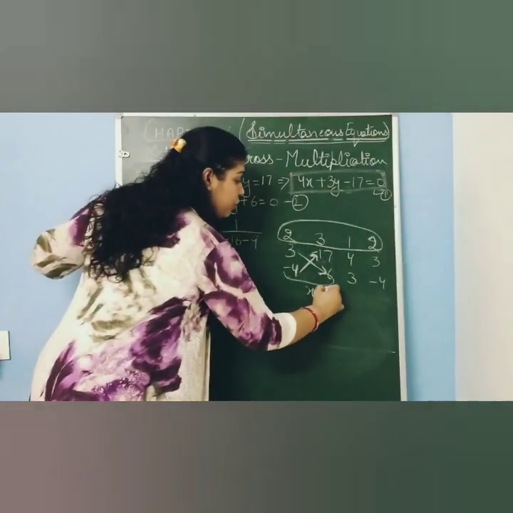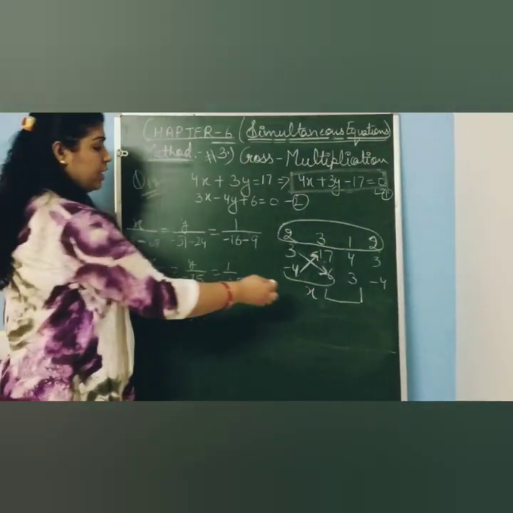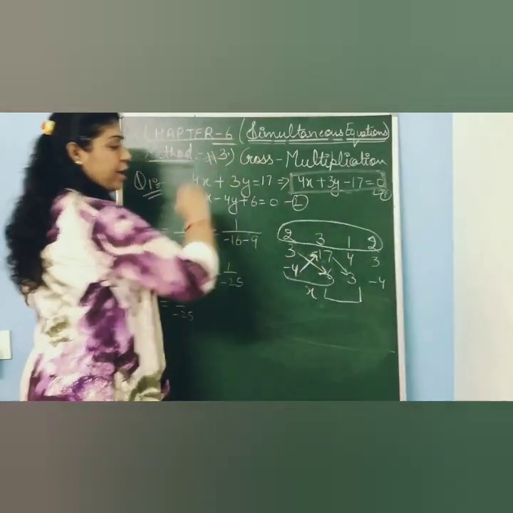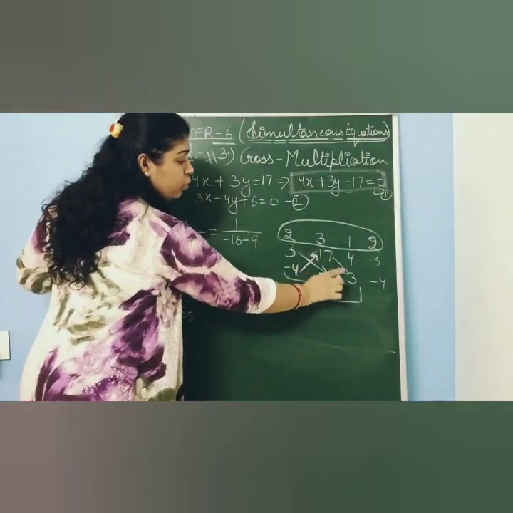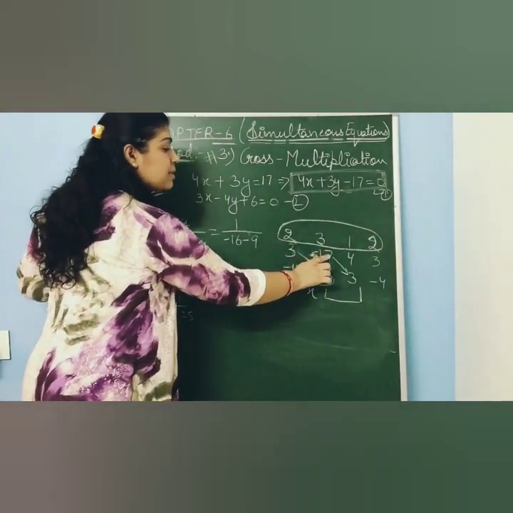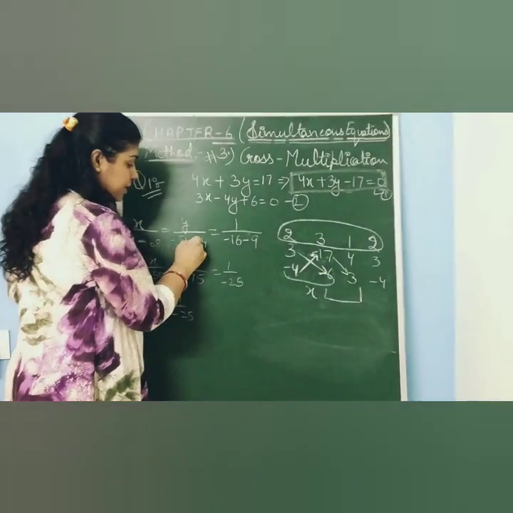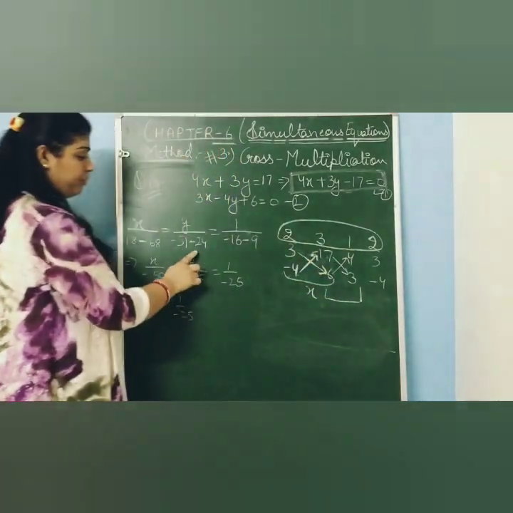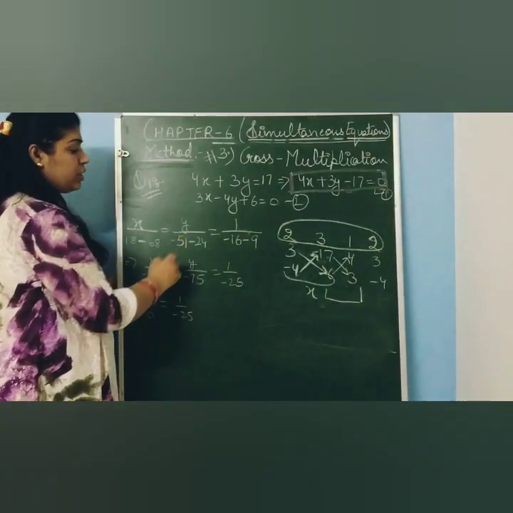Now come to the value of y. For the value of y we need this. See, again the arrow downwards, that means the value with the downward arrow should come first. Minus 17 into 3, minus 51, minus as it is, then 6 into 4, 24. So minus 51 minus 24.